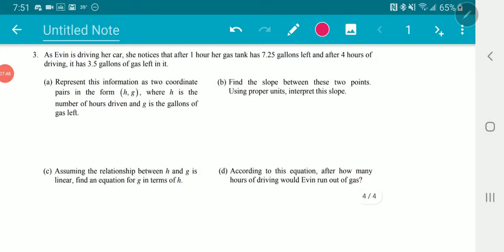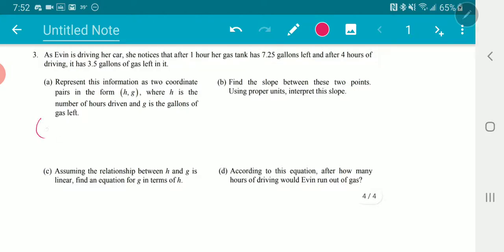Question number 3 says, as Evan is driving her car, she notices that after 1 hour, her gas tank has 7.25 gallons left, and after 4 hours of driving, it has 3.5 gallons left in the tank. Represent the information as 2 coordinate pairs in the form of H, G, where H is the number of hours driven and G is the gallons of gas left. So we really just need 2 pairs here.